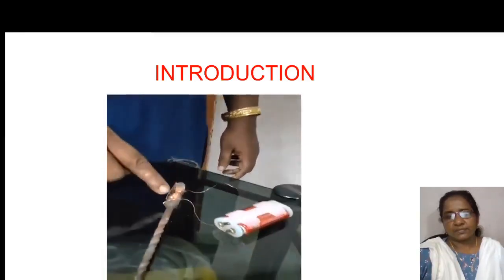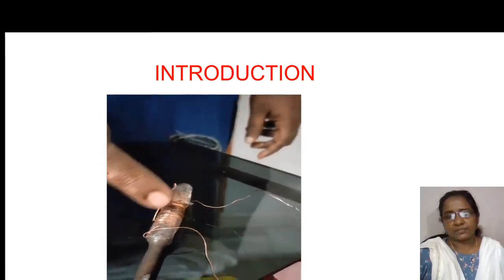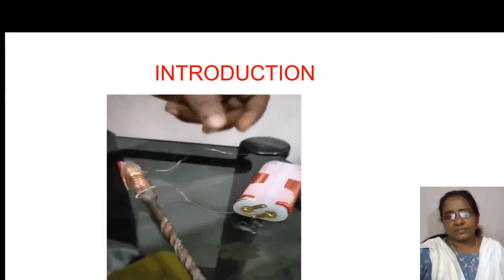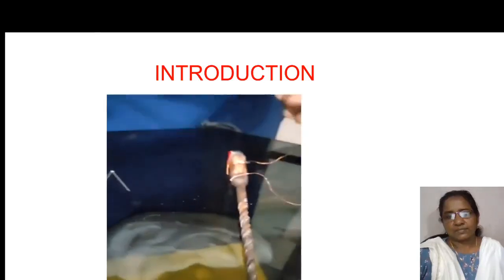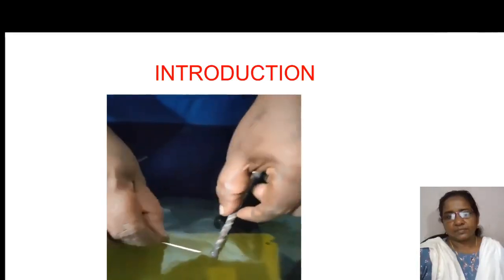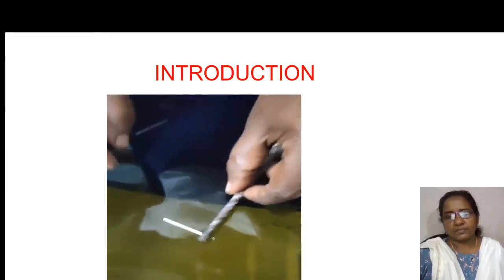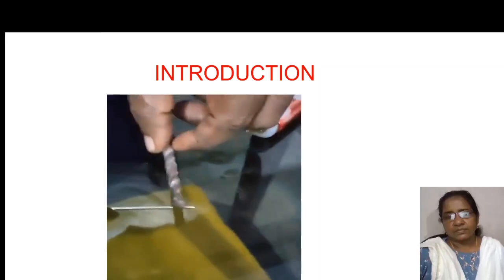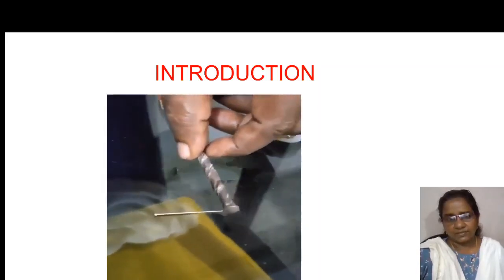Here you can see an iron rod and a copper wire is wound over it. It is connected to a battery. The circuit is not complete, and when this iron rod is placed near this steel pin, I am moving this near to it. You can see that there is no effect on the pin for this iron rod.